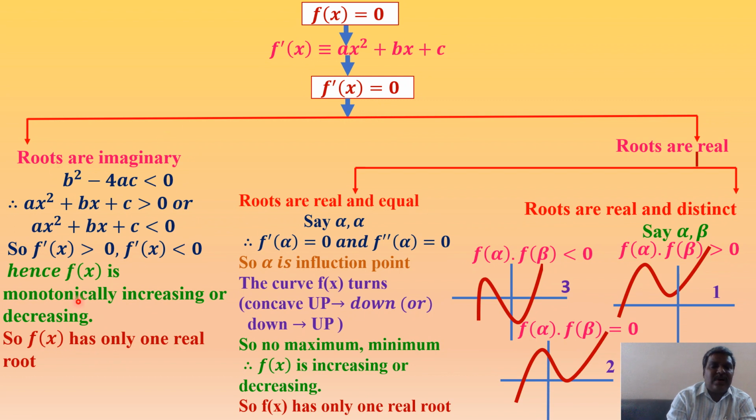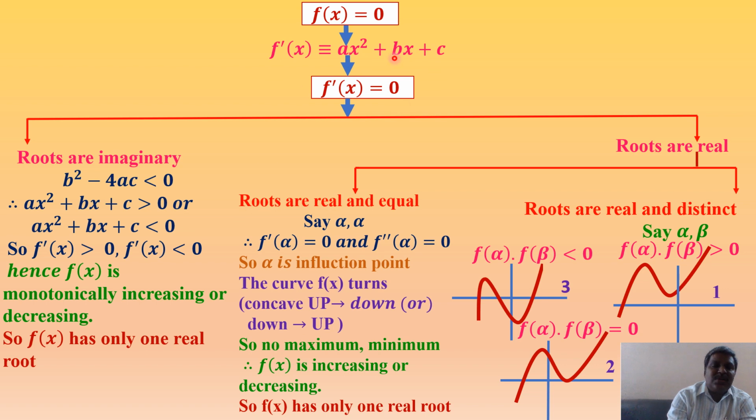Confirm. Next, suppose the roots are real and equal. In this case also, the inflection point case arises. Here also only one real root exists. So if the roots are real and equal, or the roots are imaginary, then you have only one real normal.